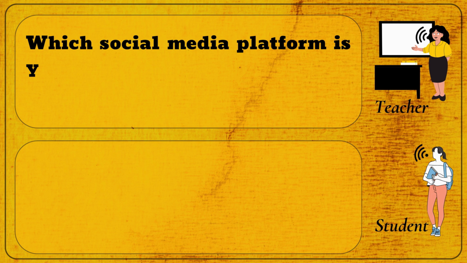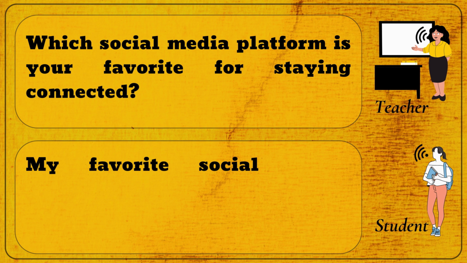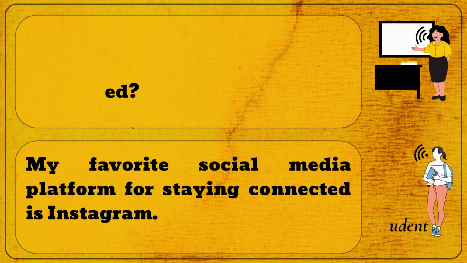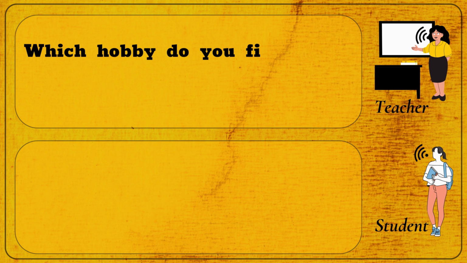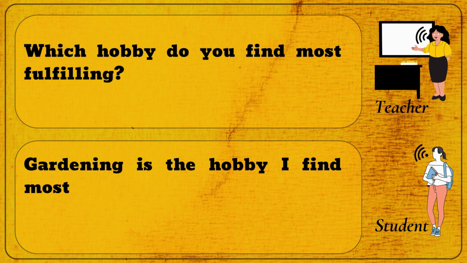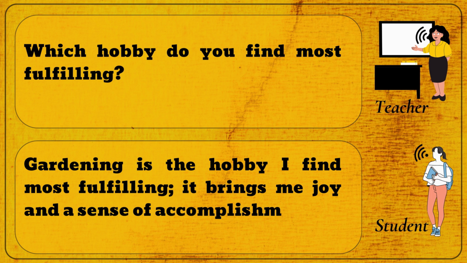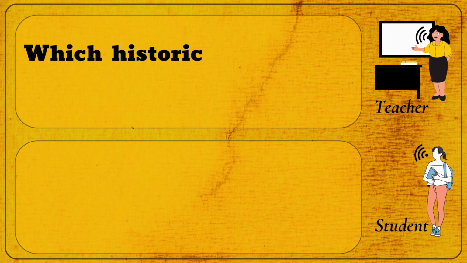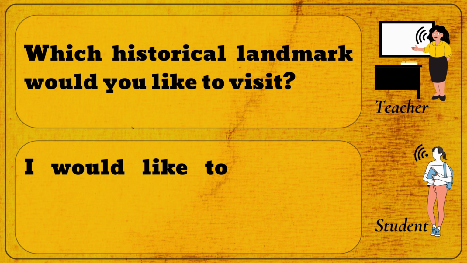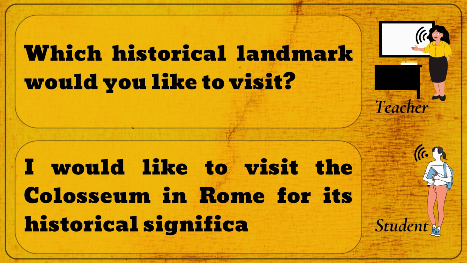Which social media platform is your favorite for staying connected? My favorite social media platform for staying connected is Instagram. Which hobby do you find most fulfilling? Gardening is the hobby I find most fulfilling. It brings me joy and a sense of accomplishment. Which historical landmark would you like to visit? I would like to visit the Colosseum in Rome for its historical significance.